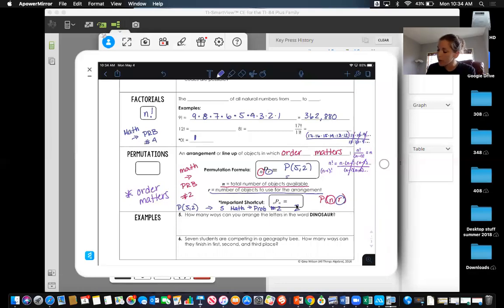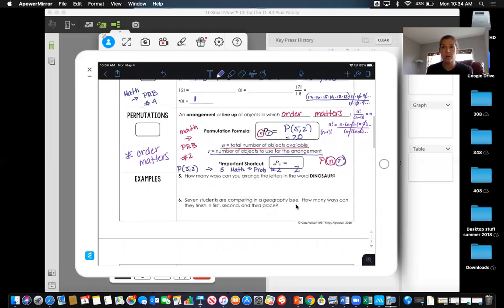Okay, so how many ways can we arrange the letters in the word dinosaur? It's an arrangement of letters, so it doesn't have to be a word. I would say that the order matters, because that would change my letters. So how many letters are in the word dinosaur? There are 8. And I'm going to use all of those letters, so I'm going to choose all 8.